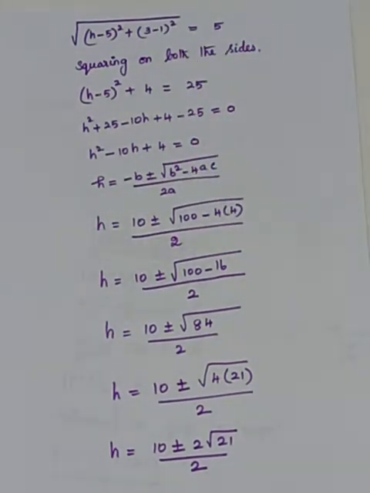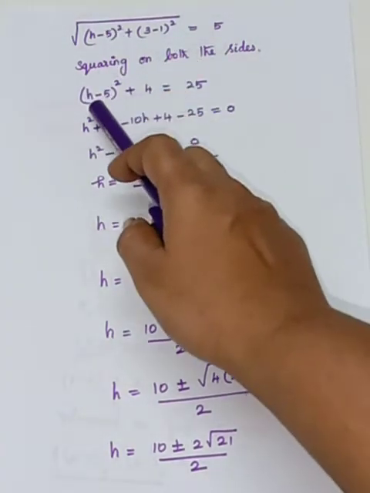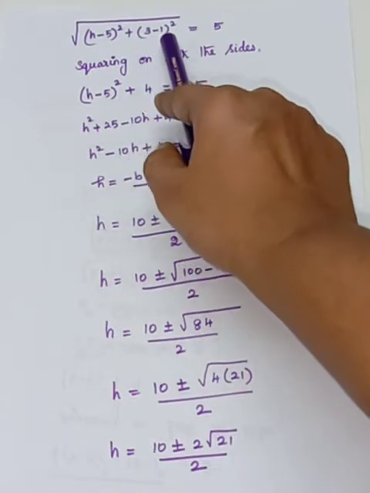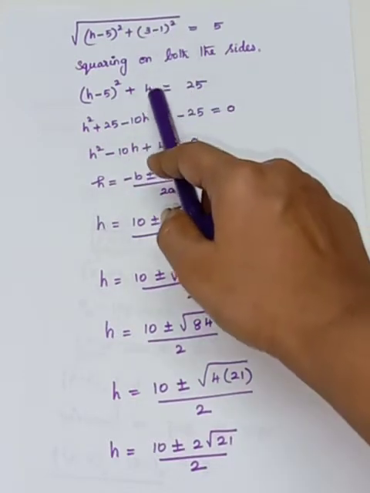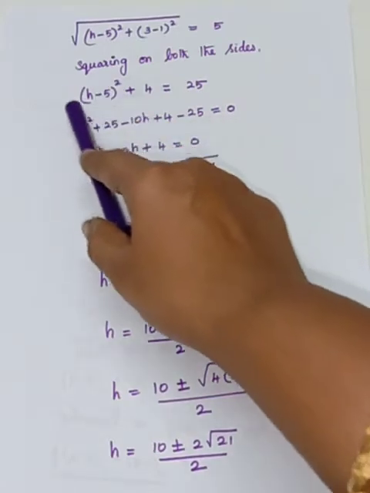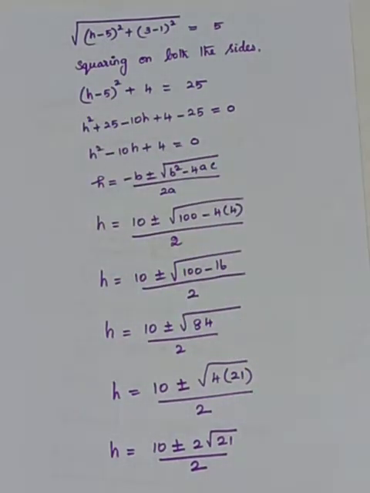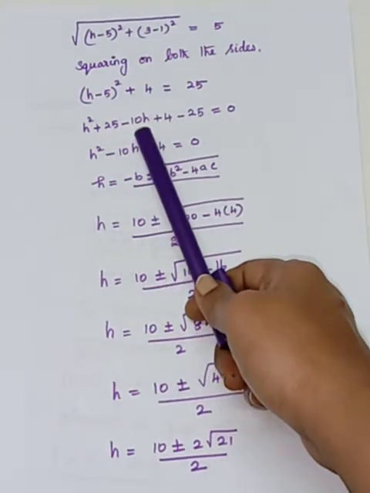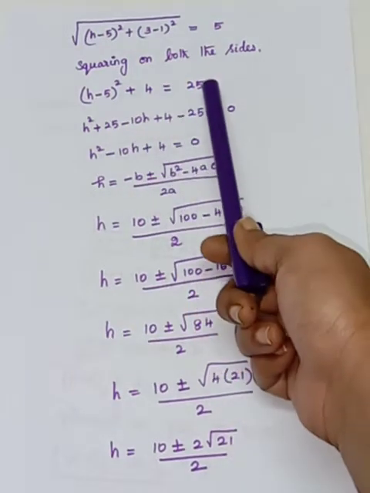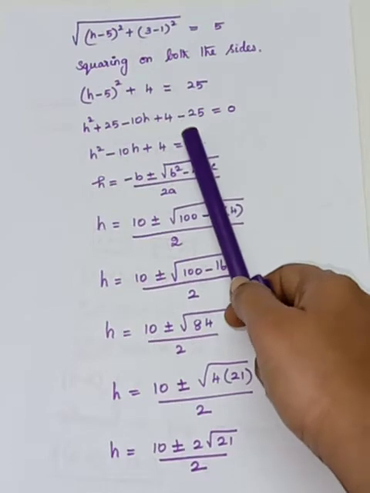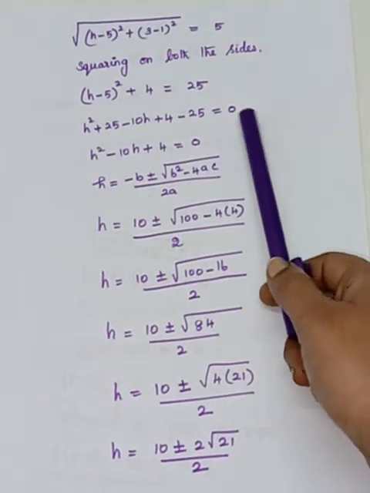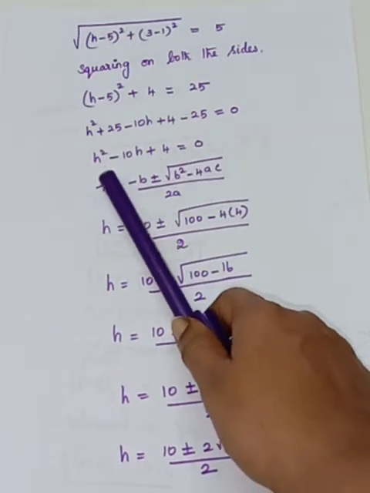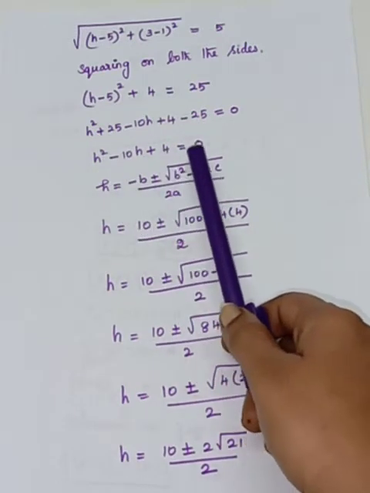So here you are having the square root. So squaring on both the sides. So when you square, it is h minus 5 the whole square plus, how the 4 has come? 3 minus 1, that is 2. 2 squared is 4, is equal to 25. It is in the form of a minus b the whole square. So it is a squared plus b squared minus 2ab plus 4. Bring this 25 to the left side as minus 25 is equal to 0. This plus 25 and minus 25 getting cancelled. So the remaining is h squared minus 10h plus 4 is equal to 0.